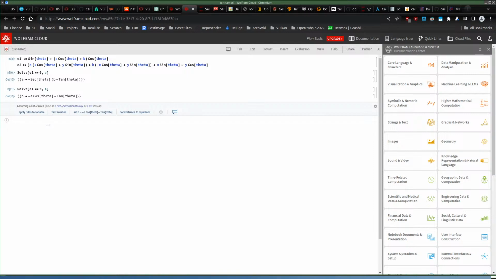I'm going to replace b, very randomly. Let's define b as this, which I can't copy, so I'll just type it over. Minus a cosine theta, minus the tangent of theta.